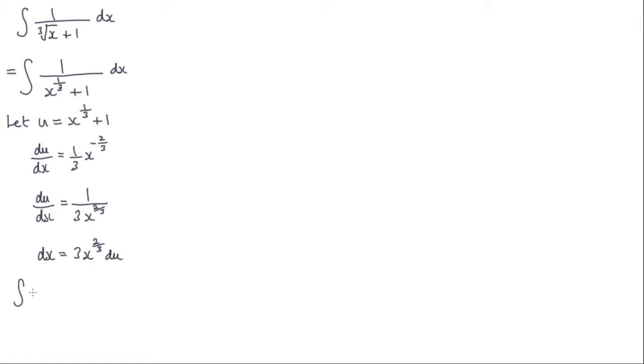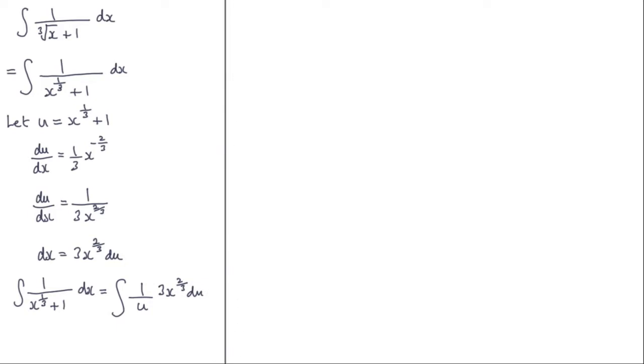So now I can substitute in for the dx and this term here. What we have is the integral of 1 over x to the power of 1 over 3 plus 1 with respect to x is equal to the integral of 1 over u. So we substitute in for this denominator. And now substitute in for dx, which we know is this here. So we have 3x to the 2 over 3 du.